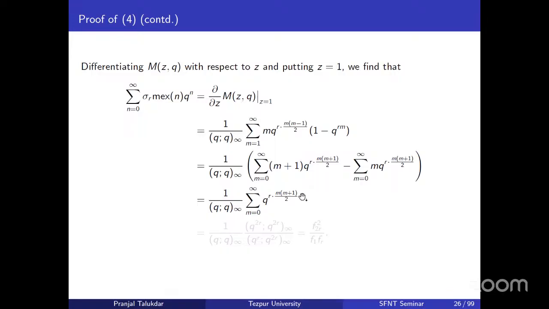q, this we can write as q to the power 2r infinity by qr, q3/2 r infinity, which finally boils down to this generating function. Okay.